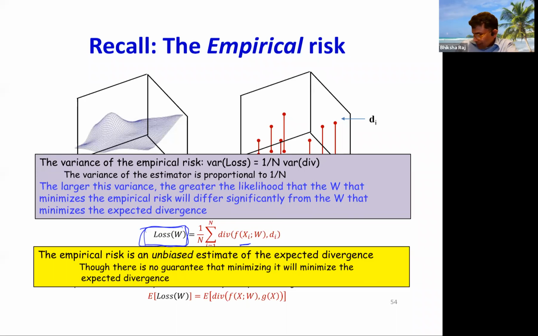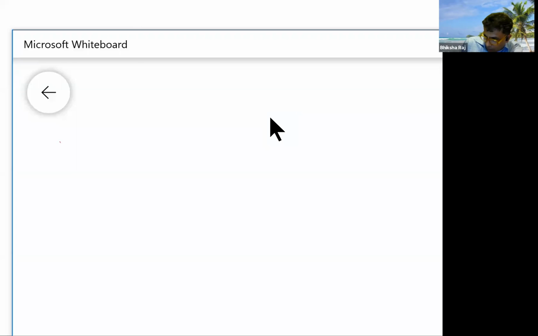Now I can write, if I can figure out how to pull up my whiteboard, let me see. Where is my Microsoft whiteboard? Come on, guys. So here, I have loss of W equals 1 over n summation i divergence for xi. I'm just writing this in simple form.